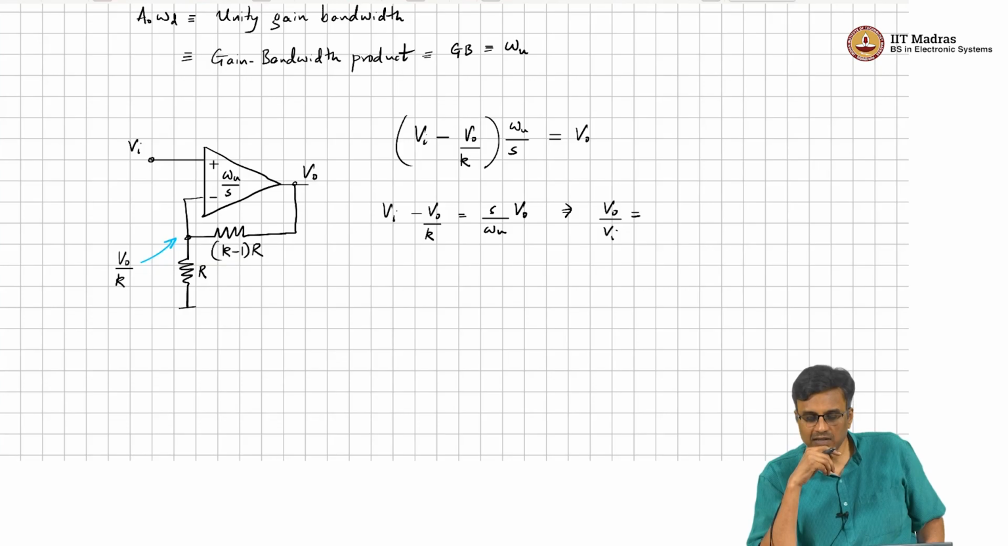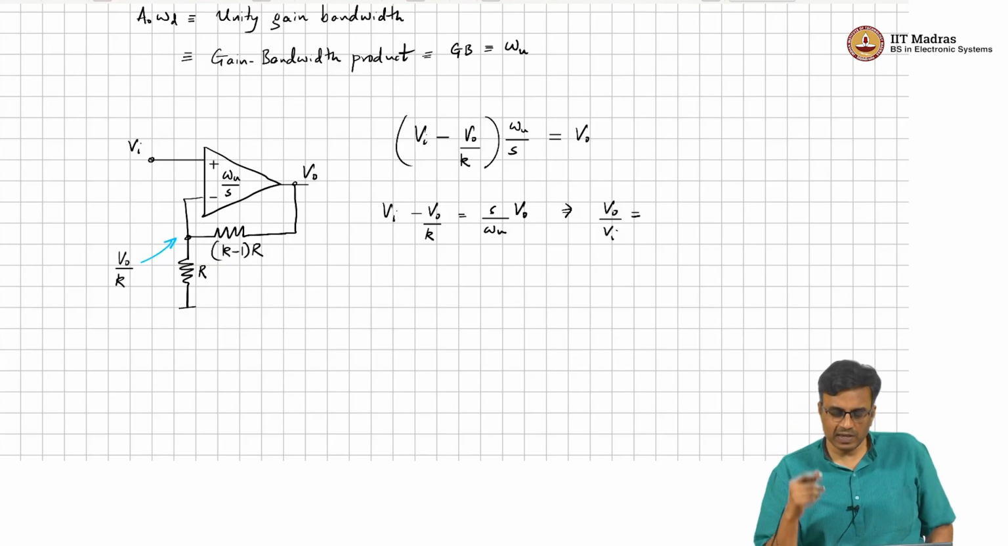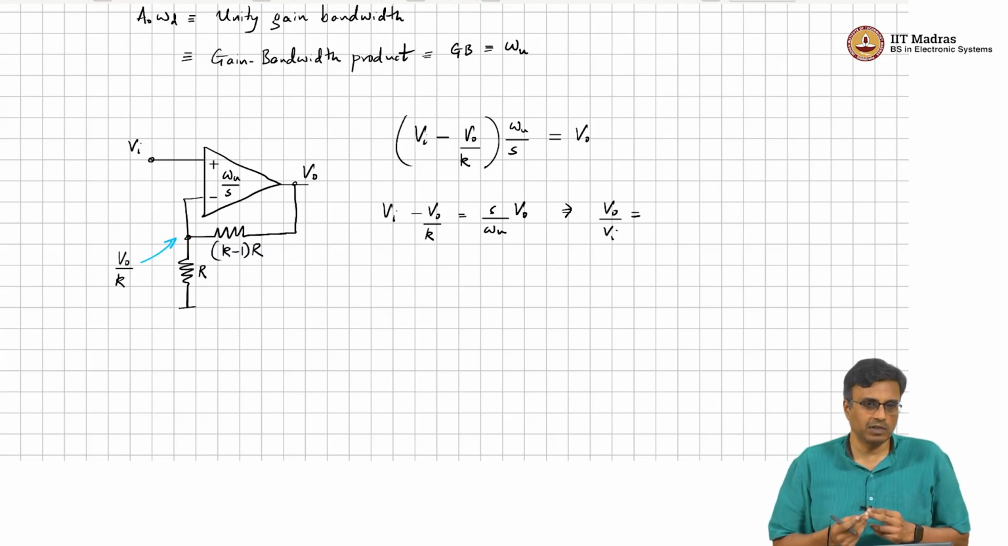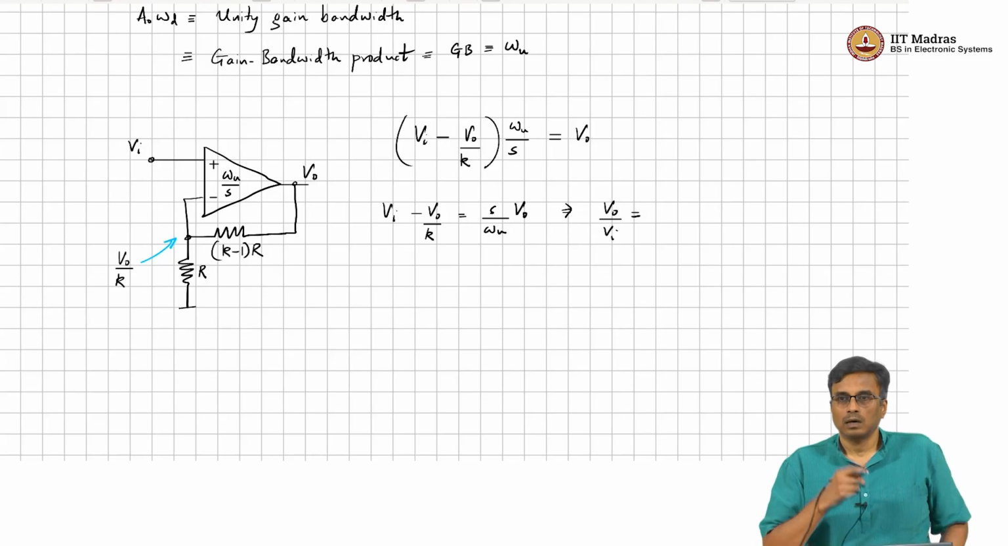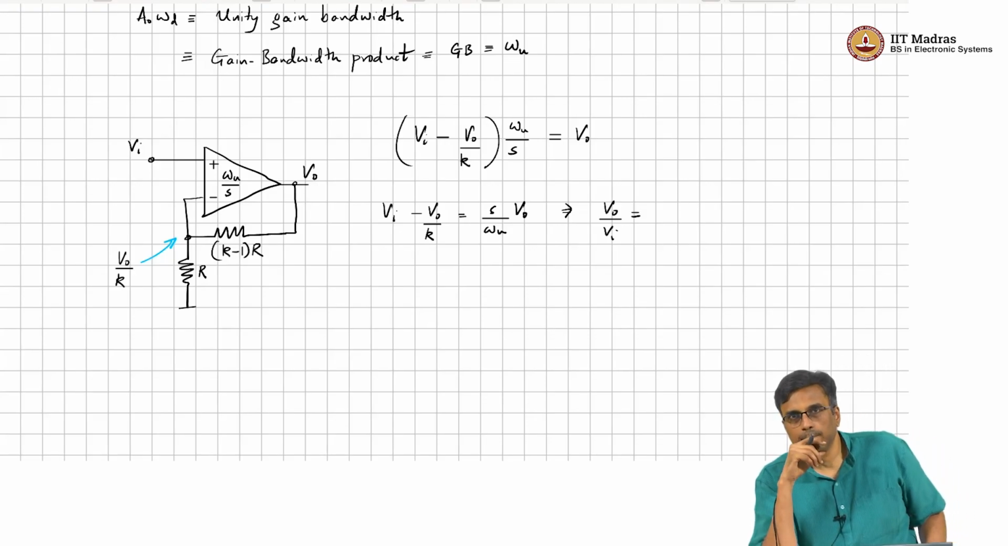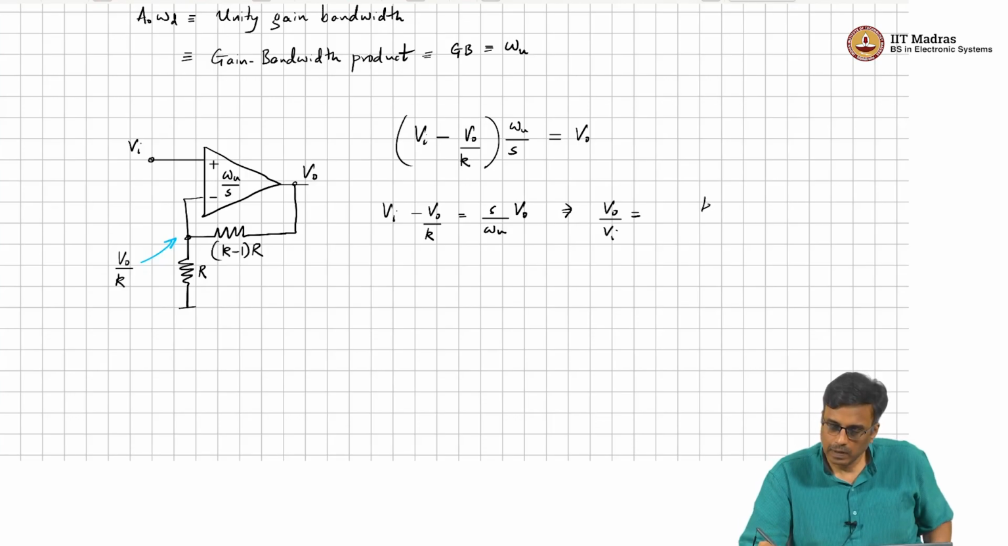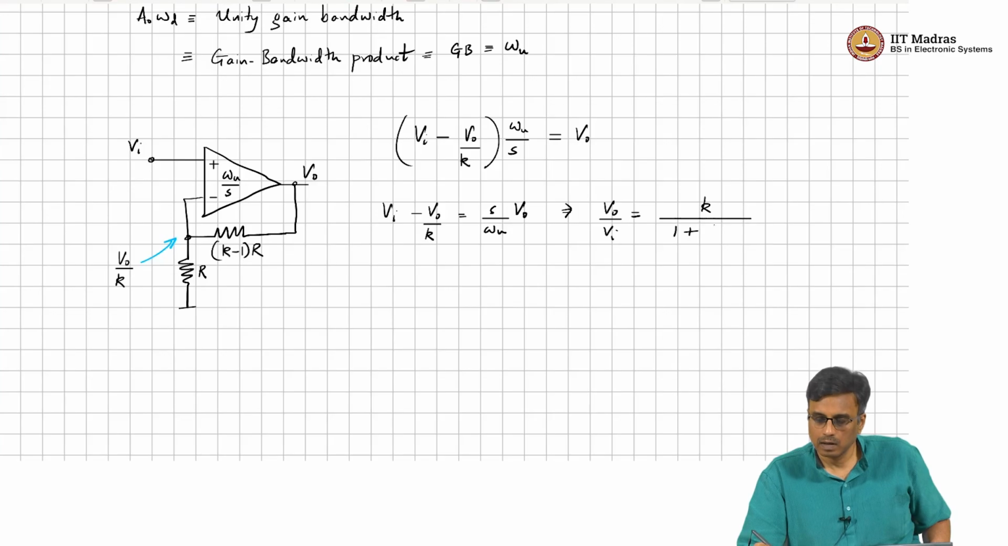You should always arrange the transfer function so that the constant term in the denominator is always 1. So it is K by 1 plus Sk over omega u.